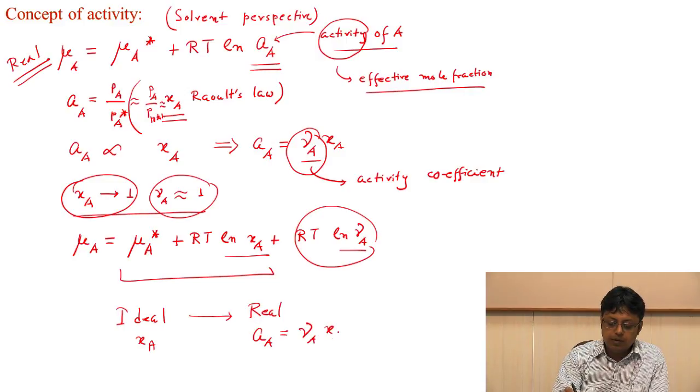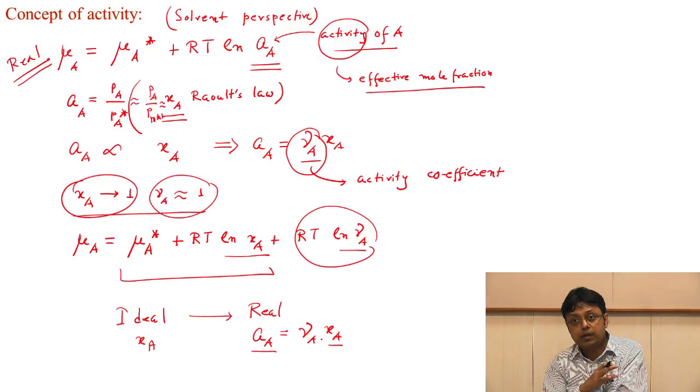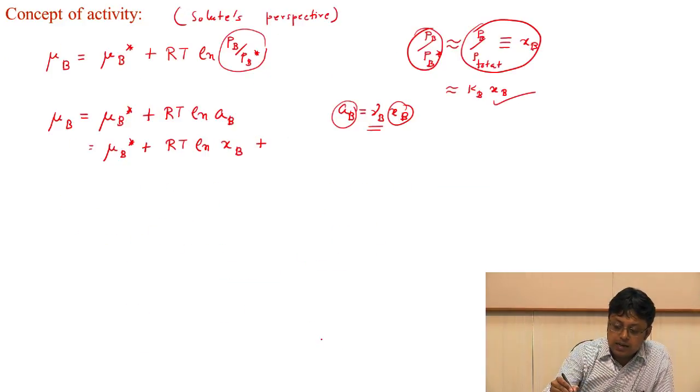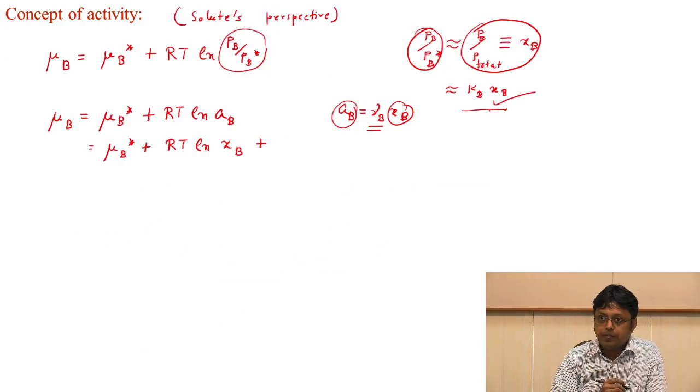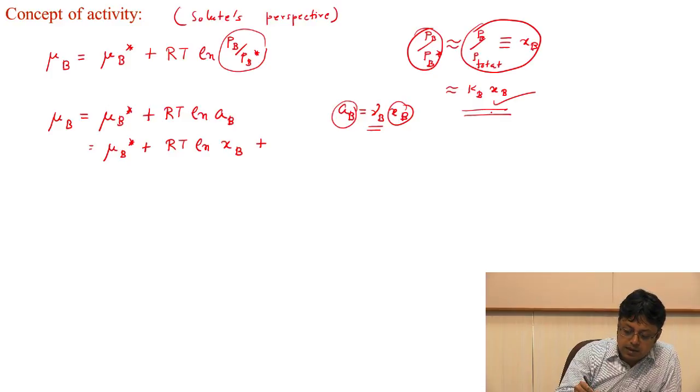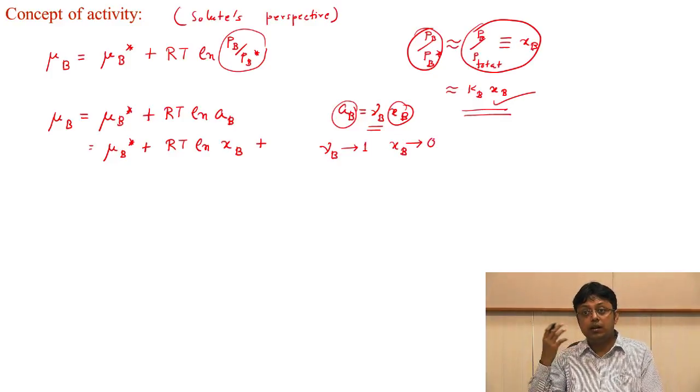But of course these two will be equal for a dilute solution, when your mole fraction is almost equal to 1. Now from the solute's perspective, we know that even for a dilute solution there is a problem. We are saying that already we know that in that case we have to use AB into XB. Now think about it. If I say that gamma B is tending to 1 when XB tends to 0, XB tends to 0 means it is now a dilute solution.